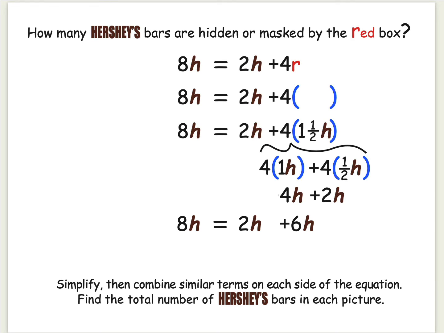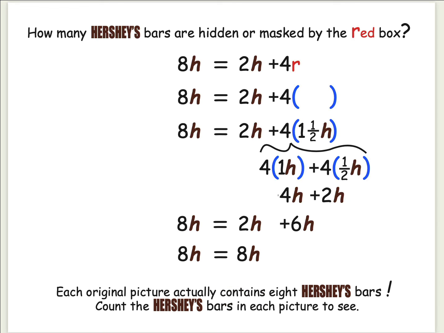Simplify, then combine similar terms on each side of the equation. Find the total number of Hershey's Reese's Pieces bars in each picture. Each original picture actually contains 8 Hershey's bars. Count the Hershey's bars in each picture to see.